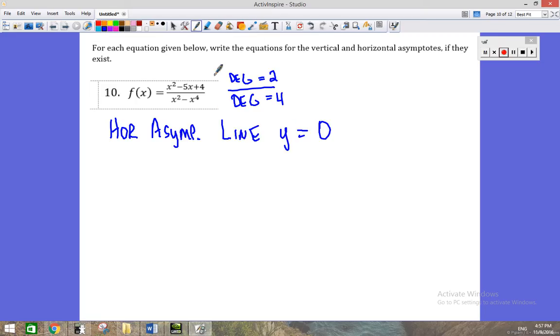All right, so now to determine if there are any vertical asymptotes, I need to factor both the numerator and denominator. My numerator factors to x minus 1 times x minus 4, and my denominator factors, both of those have a greatest common factor of x squared, so then I have 1 minus x squared.